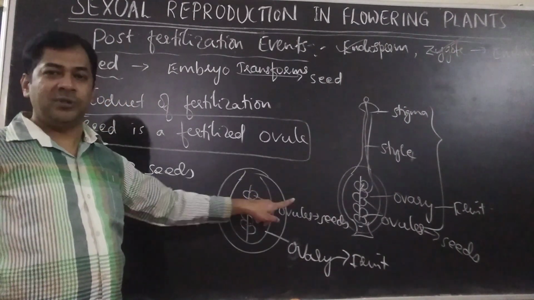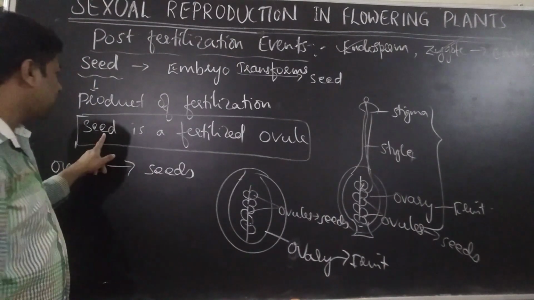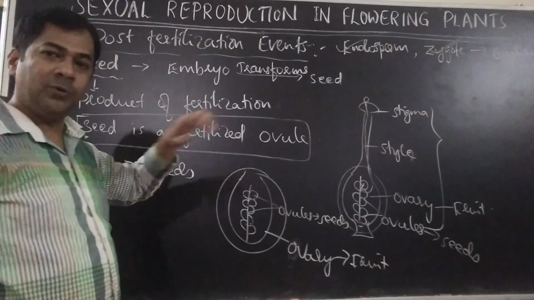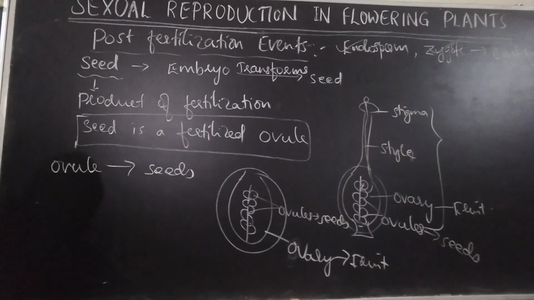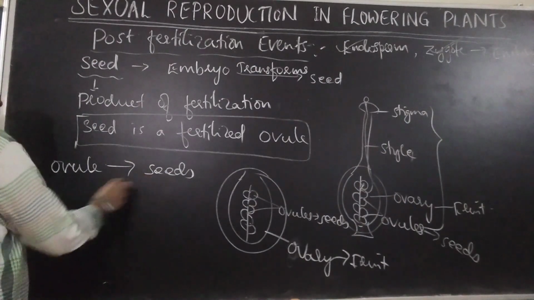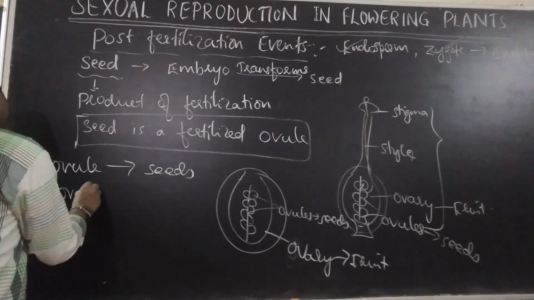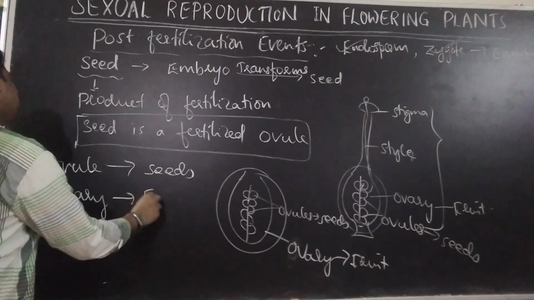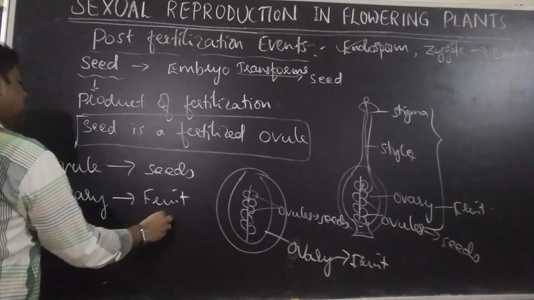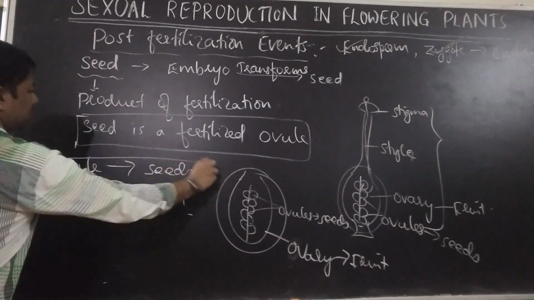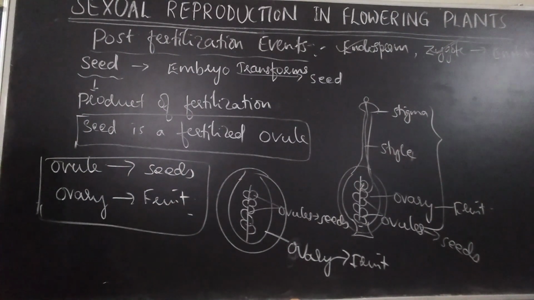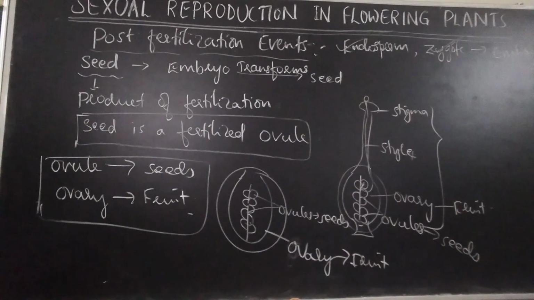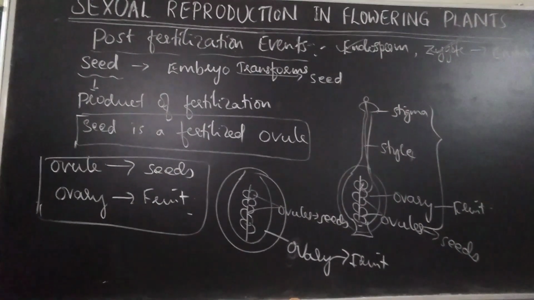So the ovule only produces seed. That is why seed is also defined as a fertilized ovule. I hope you understood what I am saying. Very simple terms: ovule becomes seed, and the entire ovary becomes a fruit. Then, in detail, we have to learn about seeds now.